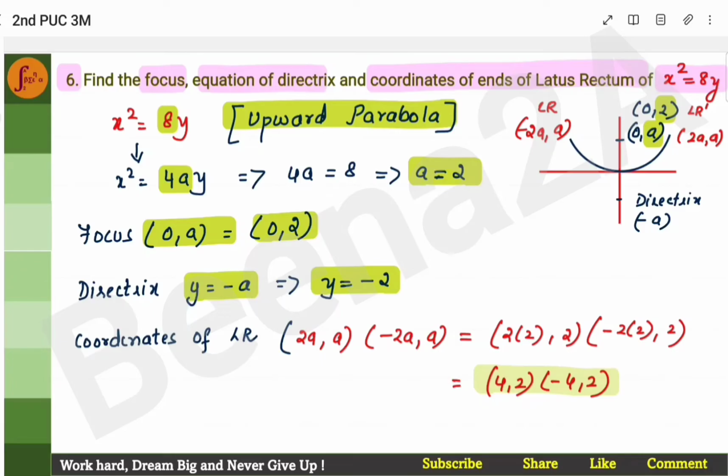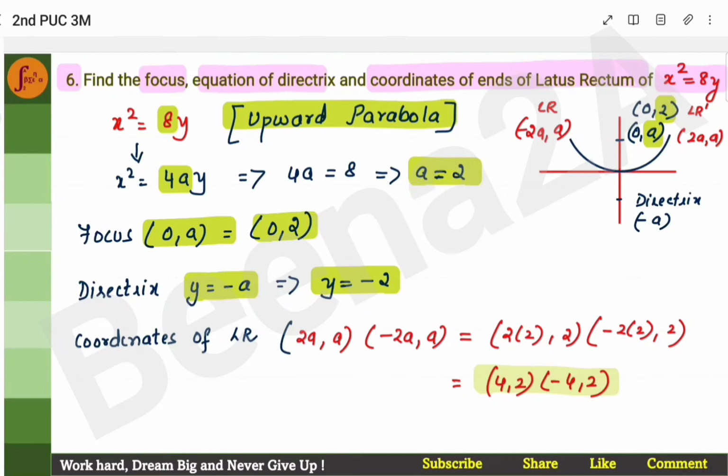Equation is given, x square is equal to 8y. So this is nothing but an upward parabola, right? It's equivalent to x square is equal to 4ay. This is the equation for an upward parabola, right? So from this, you'll find the value of a.